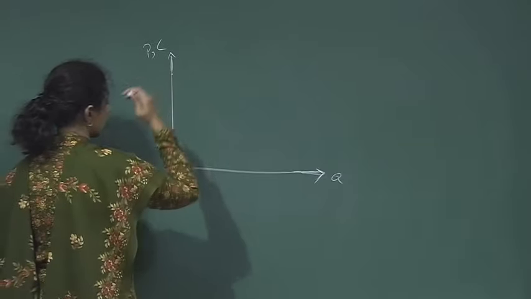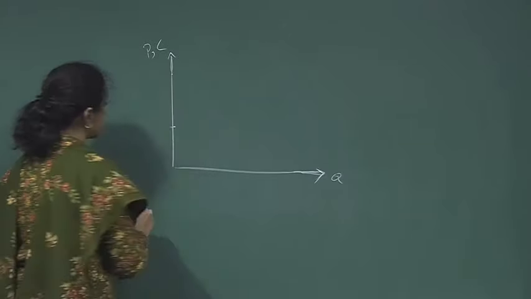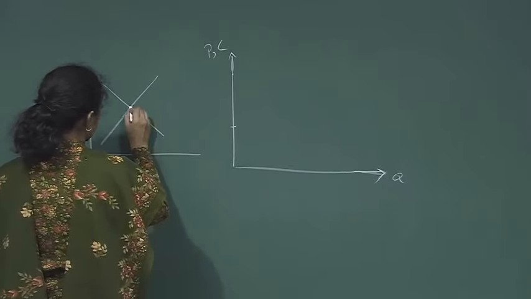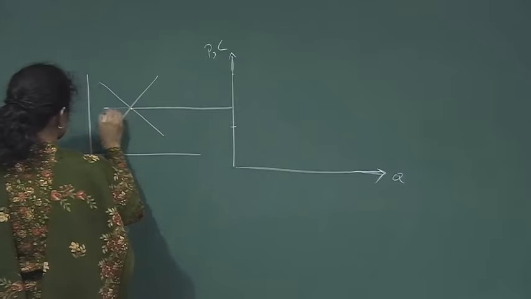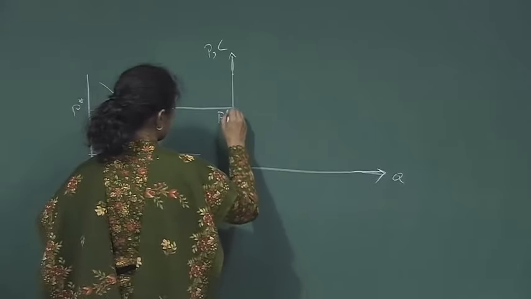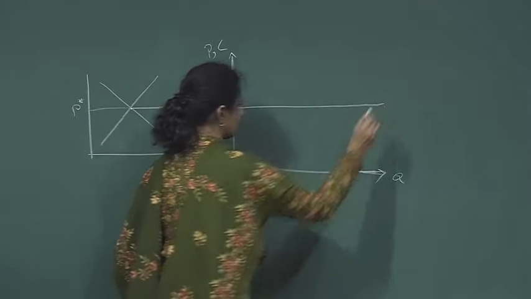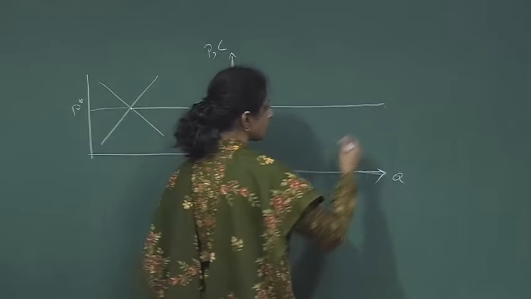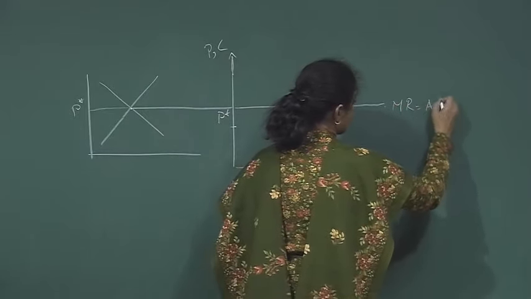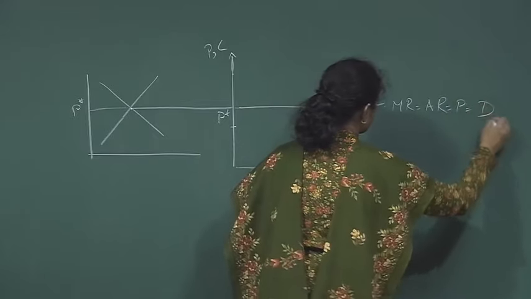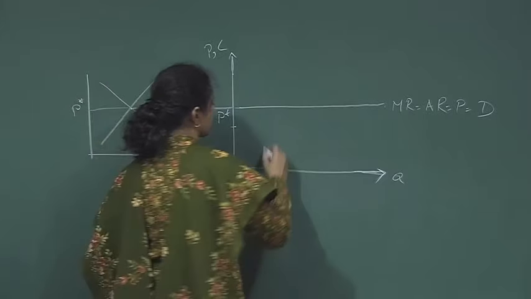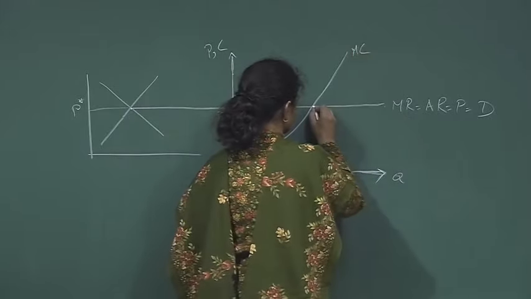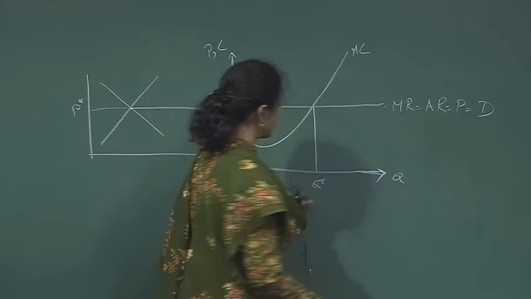So, we have price and cost here, and as we saw earlier, the market demand and supply determine how much price is to be charged. This is the price line which is given to the firm from the market, which is also its marginal revenue, average revenue, price and demand. The firm tries to see where it intersects with its marginal cost curve. So, this is the output level that the firm is going to supply.